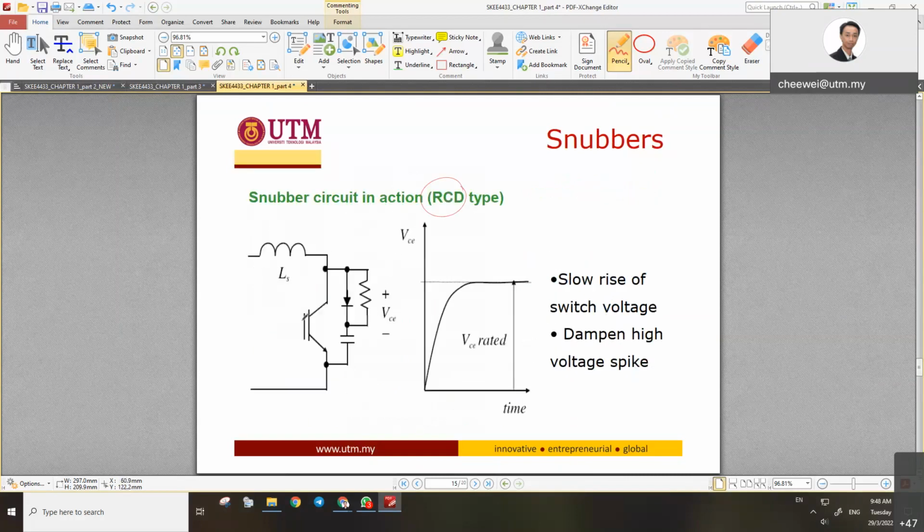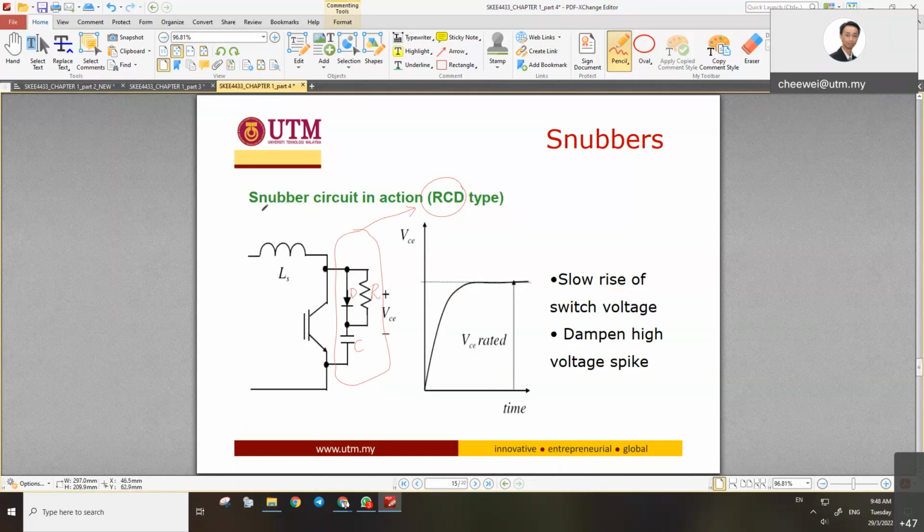First of all, where is the snubber circuit? On the left-hand side or the right-hand side? Okay, this is the snubber circuit. What is inside the snubber circuit? You have the diode, you have the resistor, and capacitor. So R, C, and D. Who is connected in parallel? R and D are connected in parallel and in series with the capacitor. So what is this RCD?